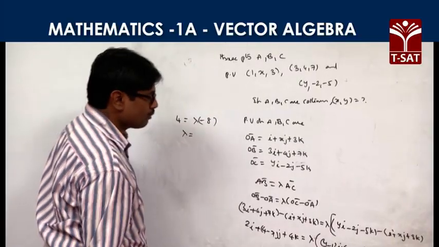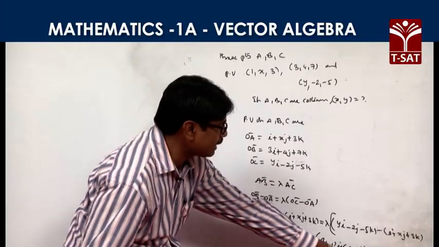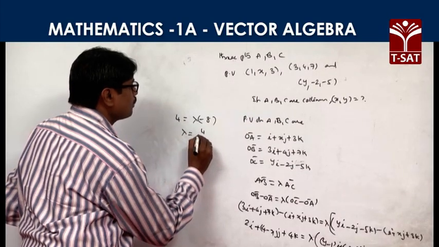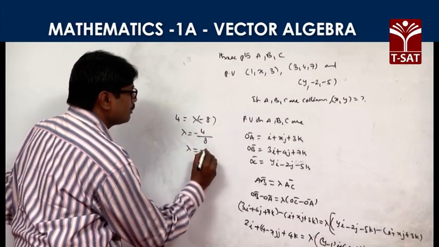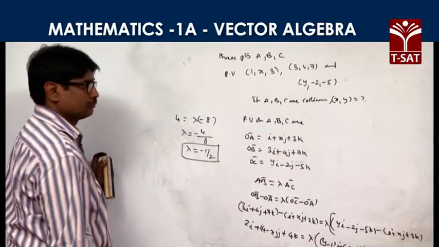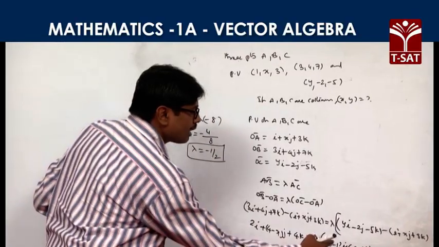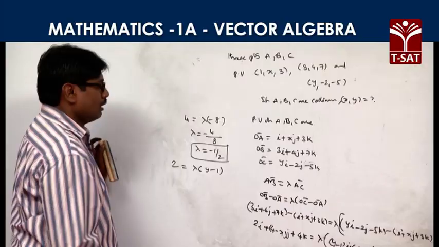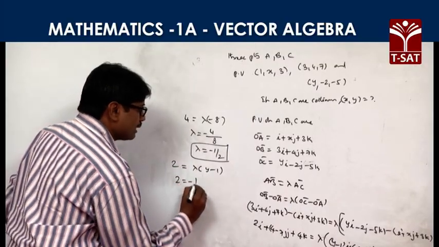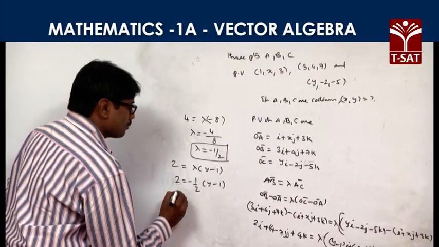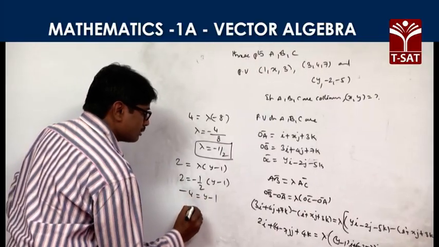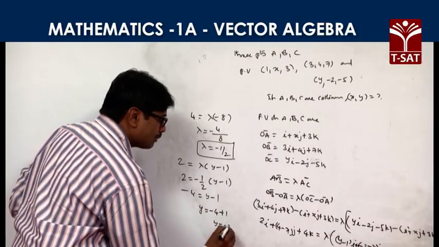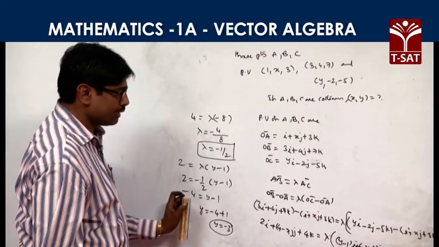Therefore, equating the coefficient of K bar, 4 is equal to lambda times minus 8. Then lambda is equal to 4 divided by minus 8, lambda will be minus 1 by 2. On equating the coefficient of I bar, 2 is equal to lambda times y minus 1. Substituting lambda, 2 is equal to minus 1 by 2 times y minus 1. So, minus 4 is equal to y minus 1. So, y will be minus 4 plus 1, which is y equal to minus 3. Lambda will be minus 1 by 2, y equal to minus 3.